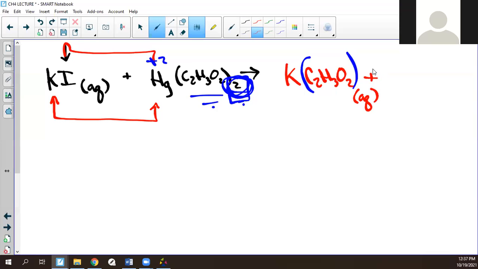So what's the other partnership here? All right, Hg, who is a +2, right? And what else is left? Iodine, which is a +1, so it's HgI2. Who had that part right? If you don't, then fix it.